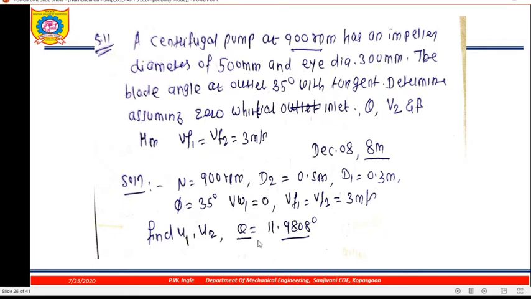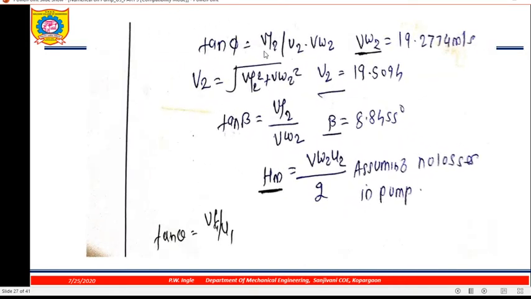Okay. So tan phi is Vf2 upon U2 minus Vw2, you will get Vw2. Then V2 is square root of Vf2 square plus Vw2 square, so you will get the value of V2. Then tan beta is Vf2 upon Vw2, you will get beta. This is very important. Hm is Vw2 U2 by g. We have already discussed the equations for manometric head. There are three equations. Out of those three equations, we are using one equation, that is Hm is Vw2 U2 by g. Okay.